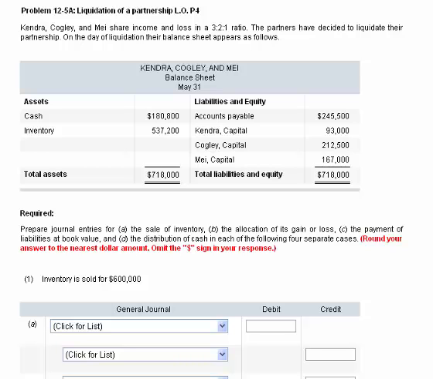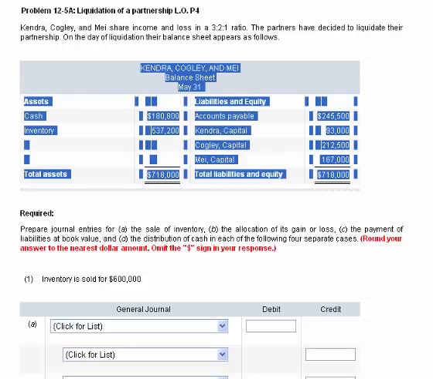Hi everyone, let's take a look at problem 12-5A, which deals with the liquidation of a partnership. Kendra, Cogley, and May share income and loss in a 3-to-1 ratio. The partners have decided to liquidate their partnership, and on the day of liquidation, we see their balance sheet, which appears on the screen in this area here.